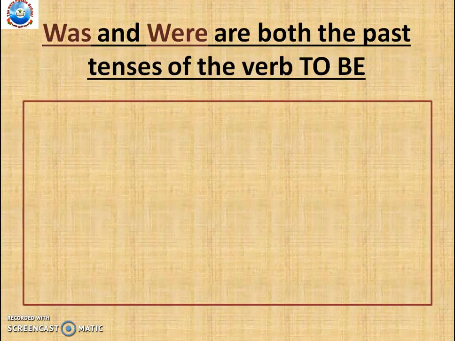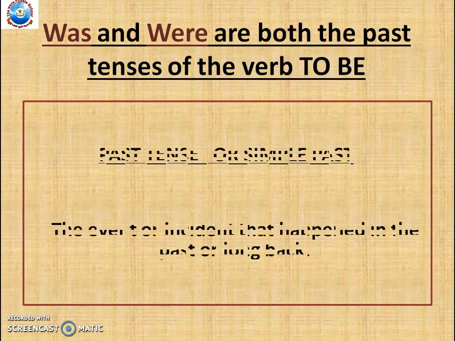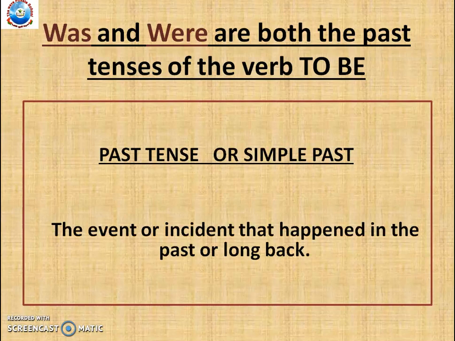Now our lesson for today is the use of was and were. So was and were are both the past tenses of the verb to be. Past tense or simple past. Once again, what is past tense? The event or incident that happened in the past or long back.